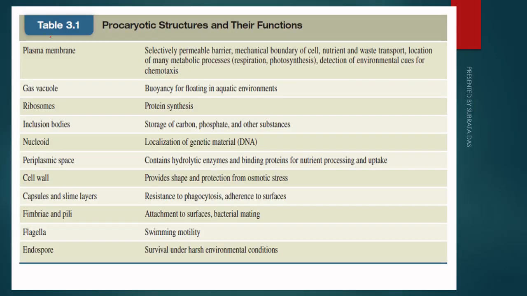More specifically, here we can look at the plasma membrane structure. What is its function? The plasma membrane is a selectively permeable barrier. It allows only selective components to pass to the inside or outside of the cell. It acts as a mechanical boundary or barrier of the cell, handles nutrient and waste transport, and is the location of many metabolic processes like respiration and photosynthesis, and detection of environmental cues for chemotaxis.